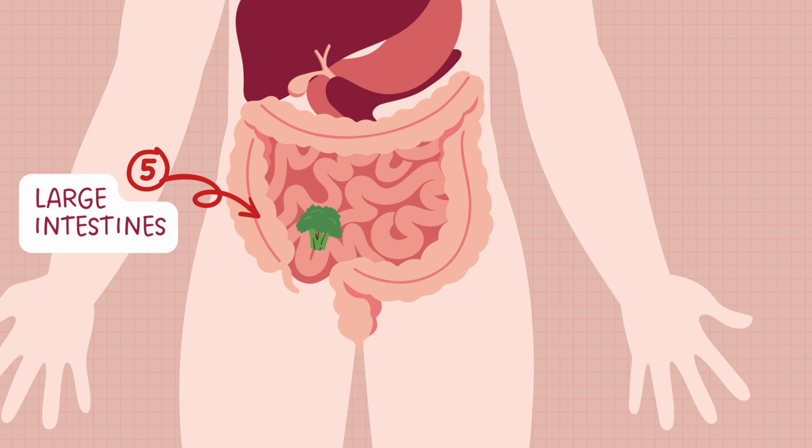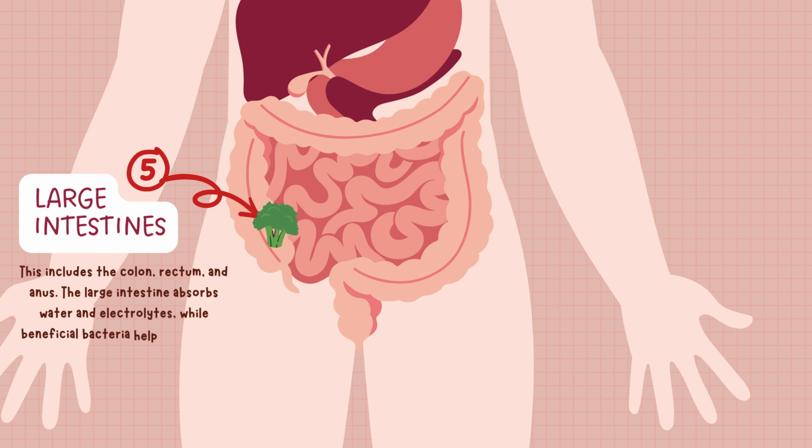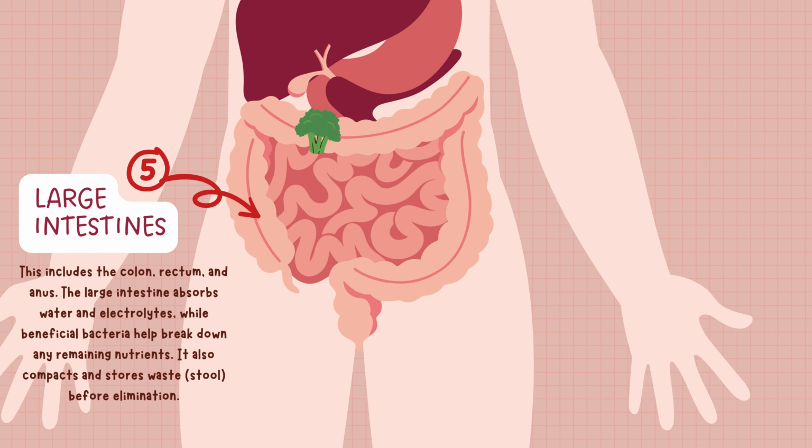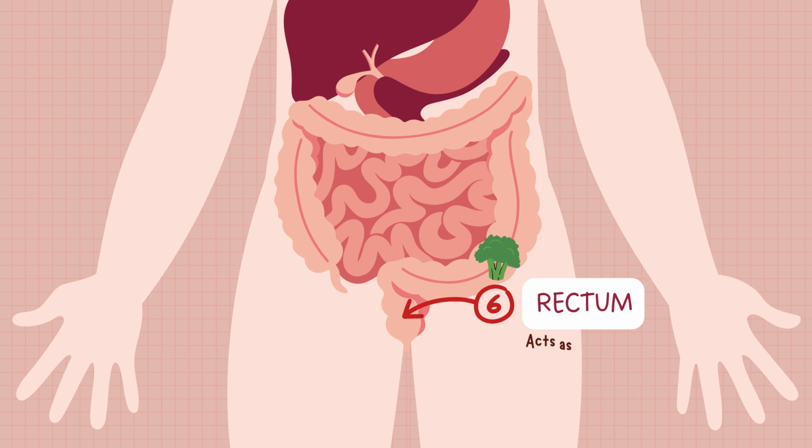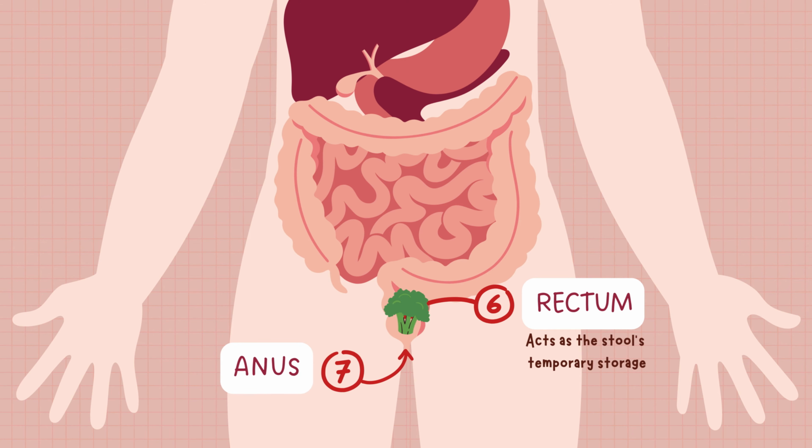Large intestine. This includes the colon, rectum, and anus. The large intestine absorbs water and electrolytes, while beneficial bacteria help break down any remaining nutrients. It also compacts and stores waste, stool, before elimination. Rectum acts as the stool's temporary storage. Anus, where stool exits the body.